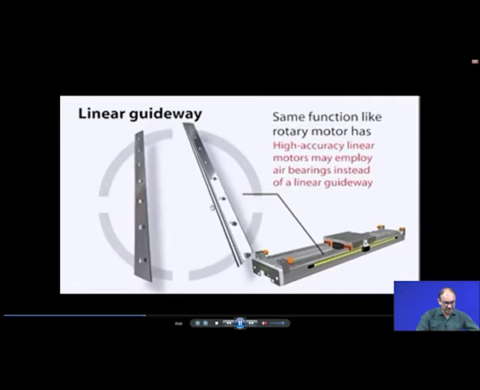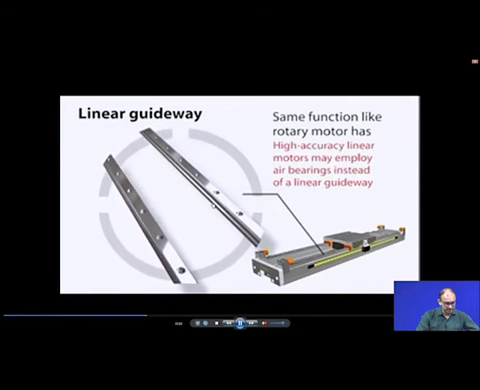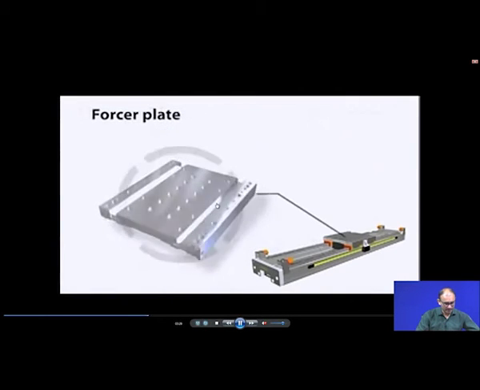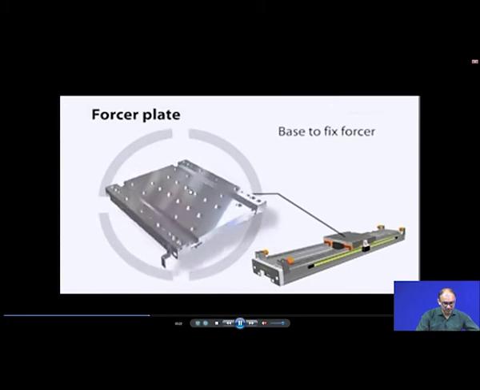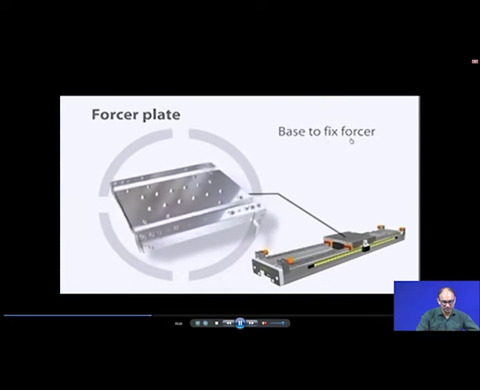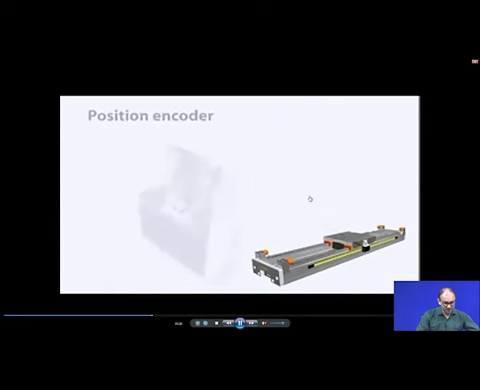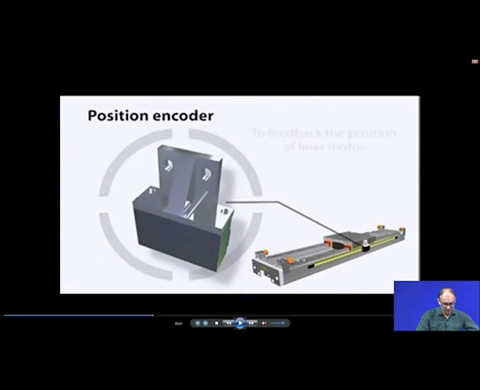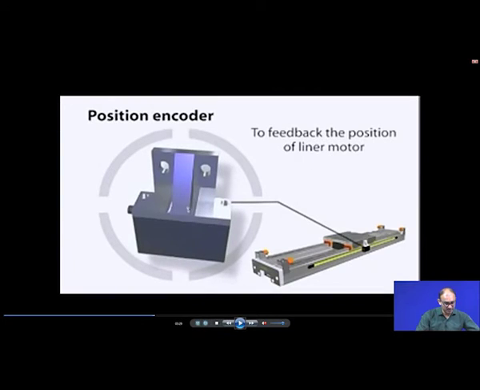So, these are the linear guideways, and this is the forcer plate on top of that. It is the base to fix the forcer, and after that you put something on top. So, this is the position encoder. It provides feedback to position the linear motor. So, here it will move along this motor, so that you can get how much movement in the linear direction the motor has performed.